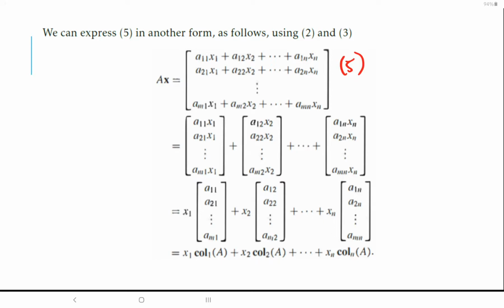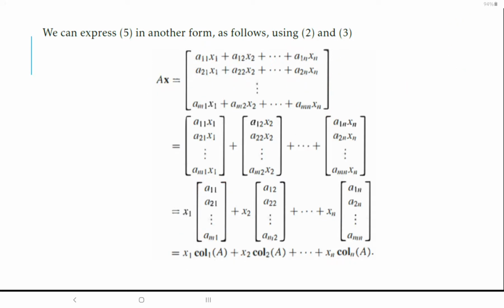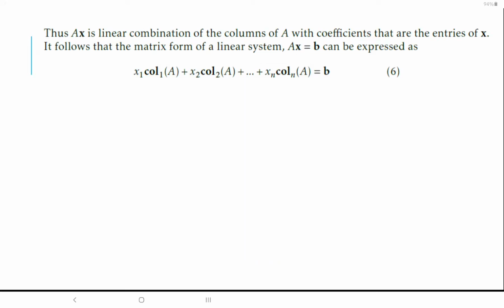So here Ax is the matrix, and then x here is our vector. So we can write it as the following linear combination. So we have x1 times the first column, x2 times the second column, plus etc., hanggang kay x sub n times the nth column. Okay, so we will have the following: x1 times the first column of A, x2 times the second column, plus etc. Ginamit lang natin yung na-discuss natin earlier. Okay, thus Ax, so ito yung sinasabi ko kanina, is a linear combination of the columns of A with coefficients that are the entries of x.